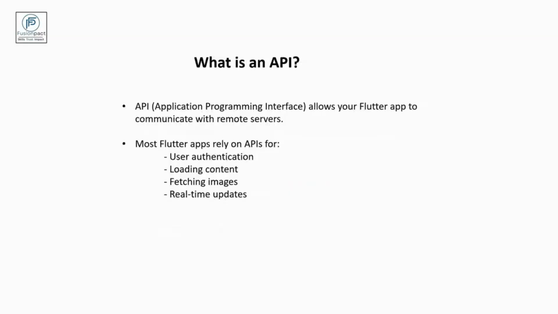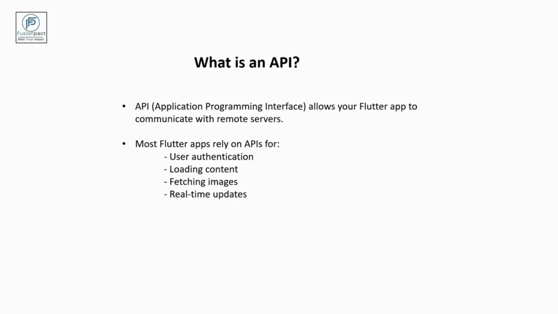And what is an API? API means application programming interface, which allows your Flutter app to communicate with a remote server. Basically, APIs are the middleware, or middle part, between the server and the client. In our case, Flutter works as the client side, and the cloud or server works as the backend side.